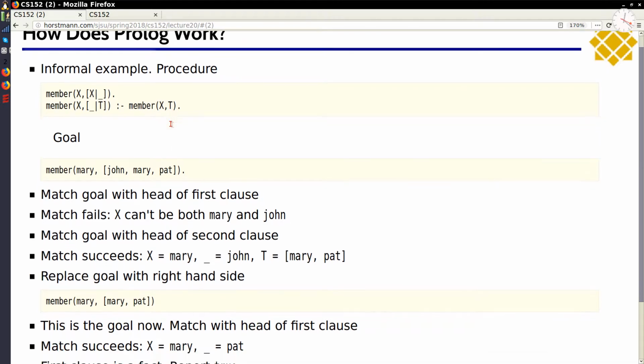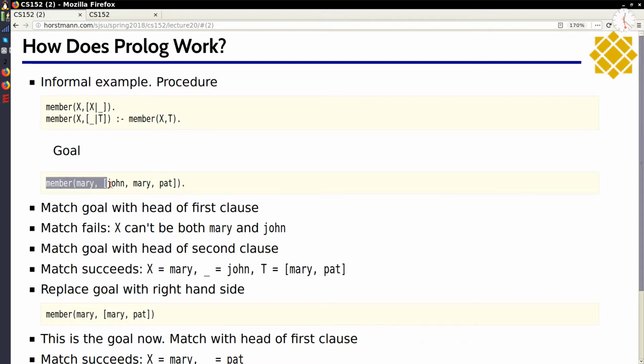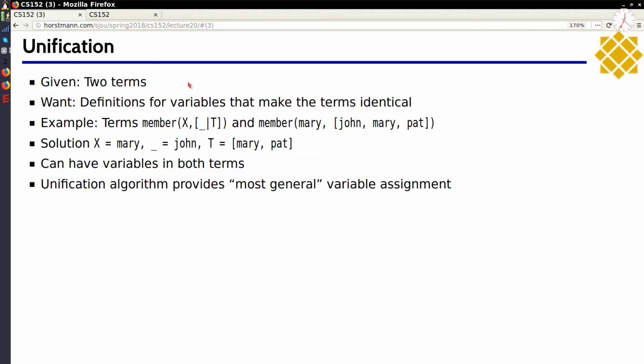So let's look more in detail at how it does what's called the unification. We're given two terms, like, let's think of how this kicked off. We had this term, and we had this term. And what do we want? We want to have the definitions for variables that make the two terms identical. So in this case, we wanted to have some assignment for the x's and so on.